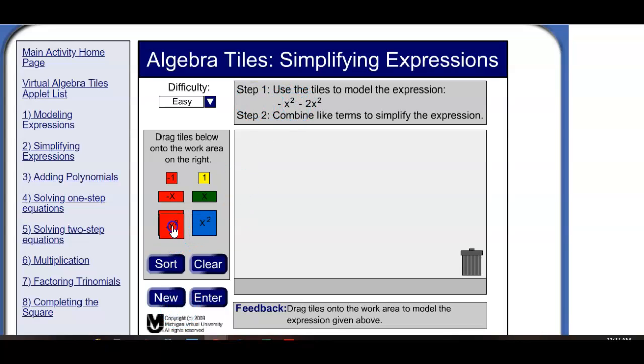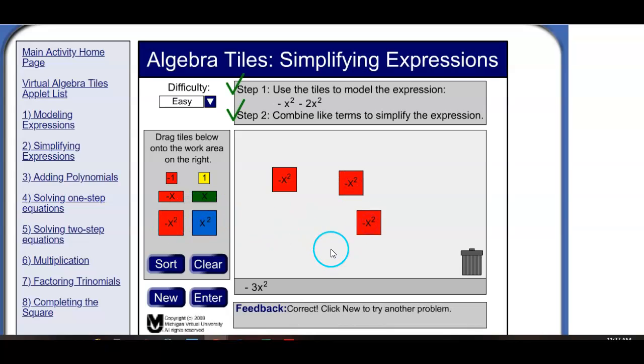Negative x squared minus 2x squared. So that would be 2 negative x squareds. Now notice that both of these are checked as correct, because here I don't have positives and negatives to combine to simplify this. So when I combine these like terms, I just get negative 3x squared.